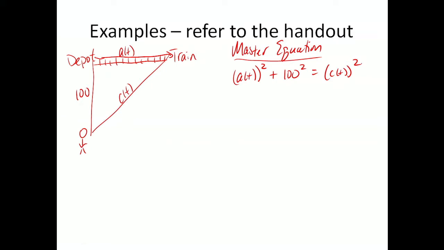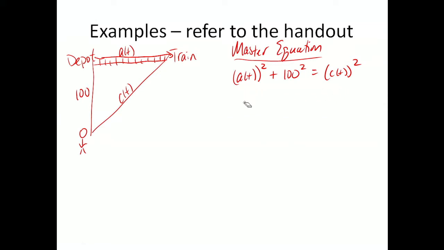Okay, so that's true at any time t, right? If I told you that the train had traveled 200 feet from the depot, then I could plug 200 in for A of t, and I would say 200 squared plus 100 squared equals c squared. And then I could solve for c. Okay? Or if I told you the train is 1,000 feet away from me, I could plug 1,000 in for c of t, and then I could solve for A of t then, right? So this is a fact.